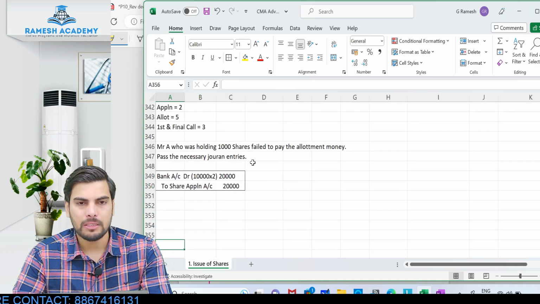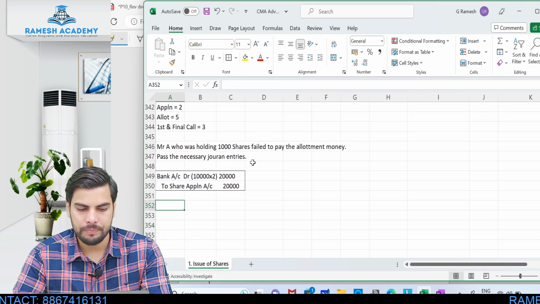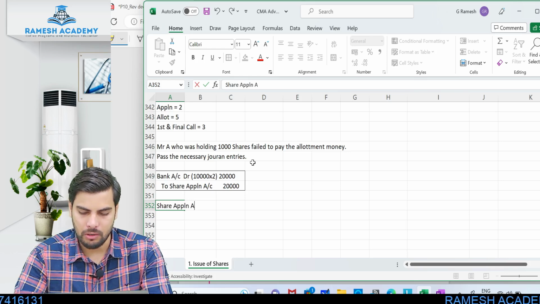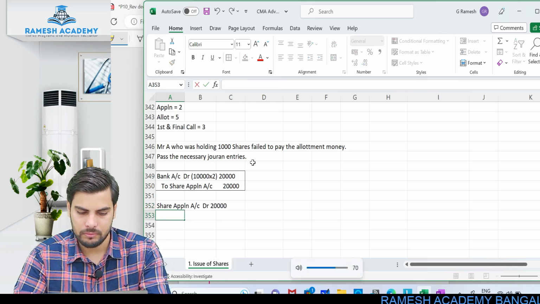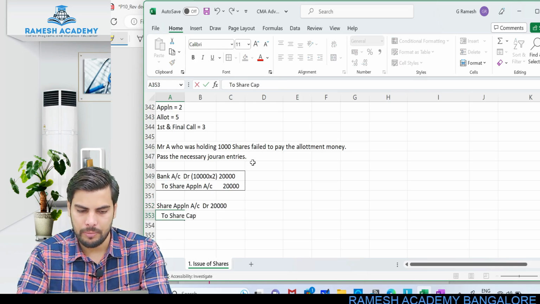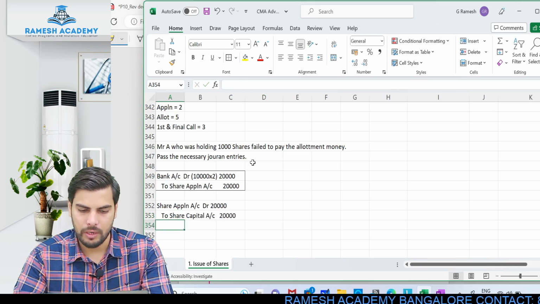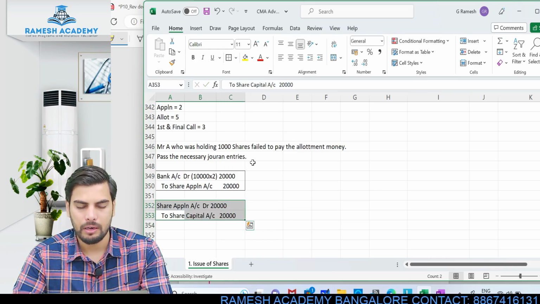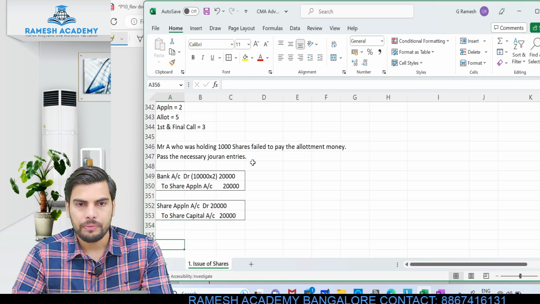Now where am I supposed to transfer this application money? This will be transferred to share capital, right? So share application account debit 20,000 to share capital account. This is the transfer entry. So there is no confusion pertaining to these entries, right? Correct. Now the allotment stage.